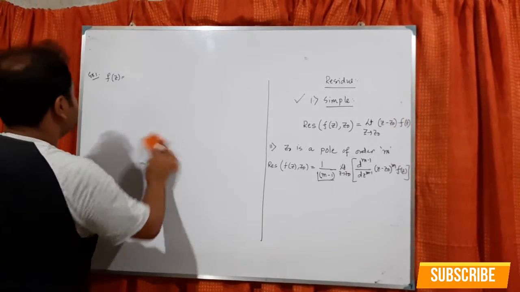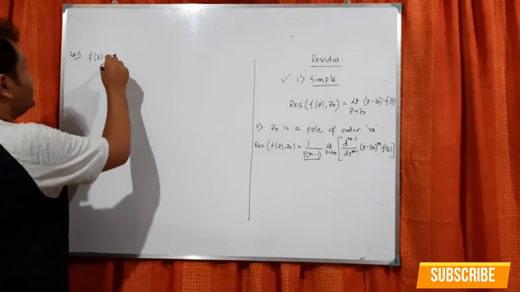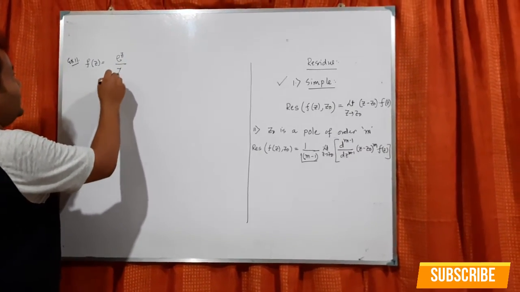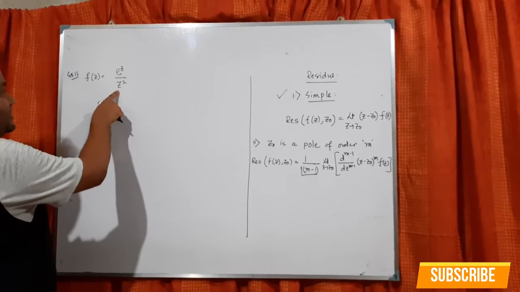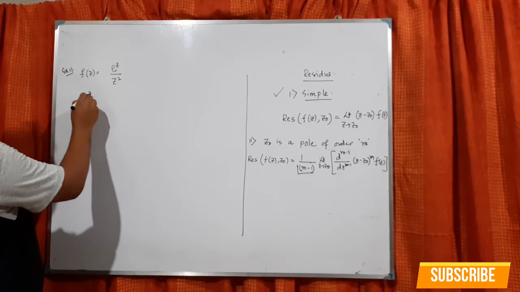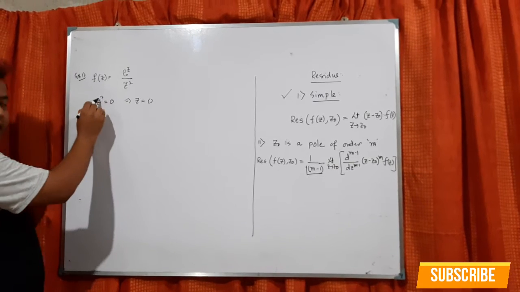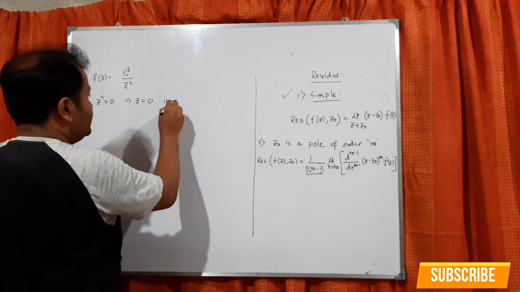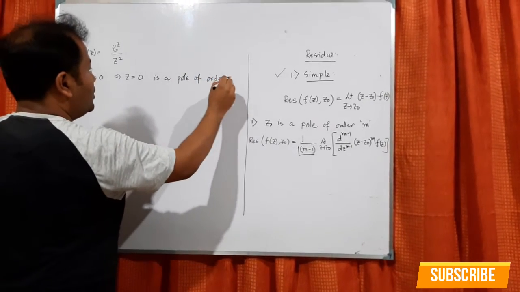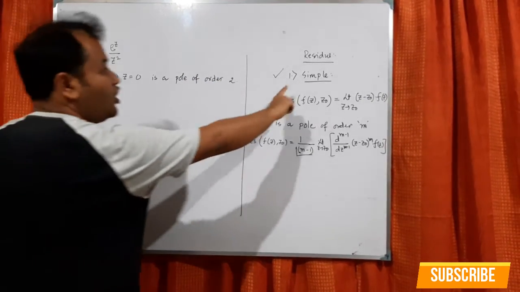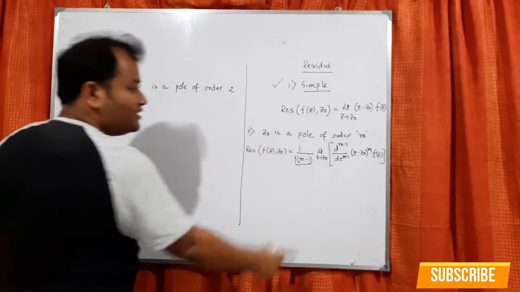Let us give a very easy example which you can understand, that is e power z by z square. Now look into this one. If you make the denominator 0, z square equals 0, so that will give you z equals 0, but the square is there. So this is a pole of order 2, that is not 1, order more than 1, that is order m. So you have to apply this formula.